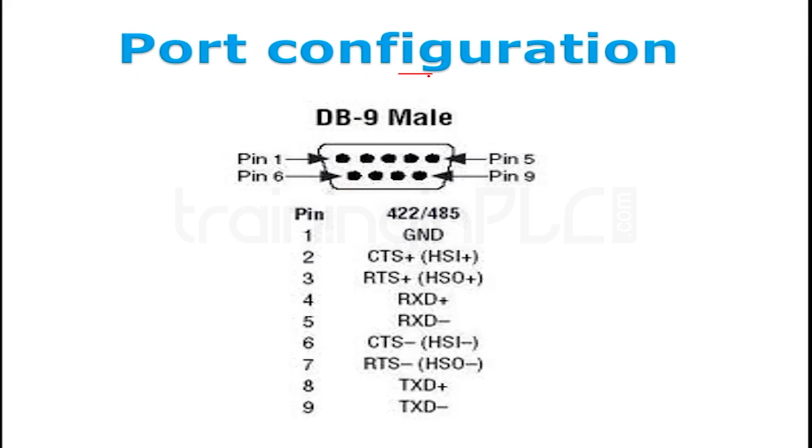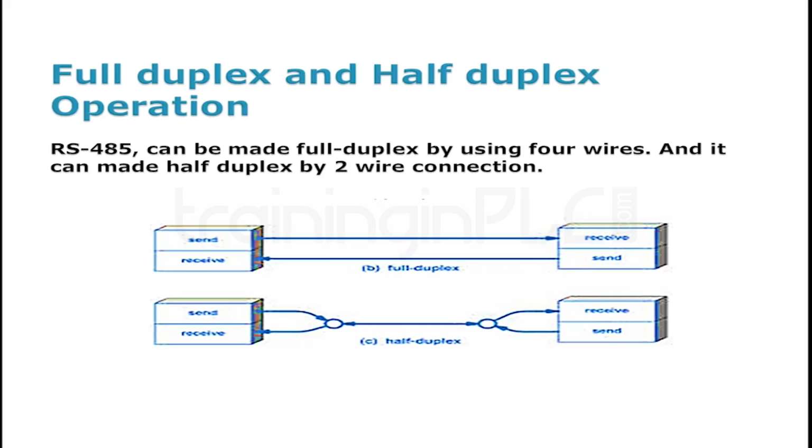If we see the pin configuration of the RS-485, it is a DP9 male pin, so it has a 9 pin configuration. Normally we use pin 1 for the ground connection, pins 4 and 5 for receiving the data, and pins 8 and 9 for transmitting the data. RS-485 supports full duplex and half duplex operation, so that RS-485 will support bidirectional communication and also unidirectional communication.